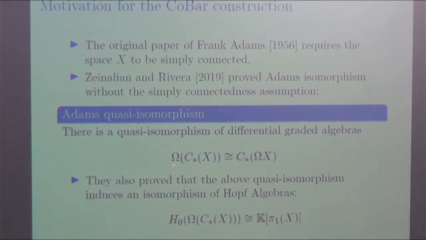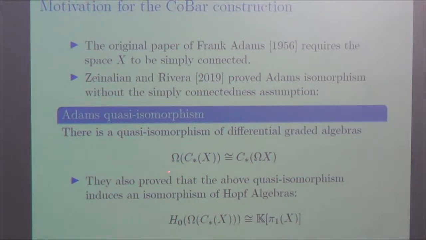I will explain it in a moment. And this is just singular chains in the loop space of X. Okay, so you have a differential graded algebra here, and the co-bar construction gives you a differential graded algebra here. And these are quasi-isomorphic, meaning that you have a chain map between them, and it induces an isomorphism in homology.